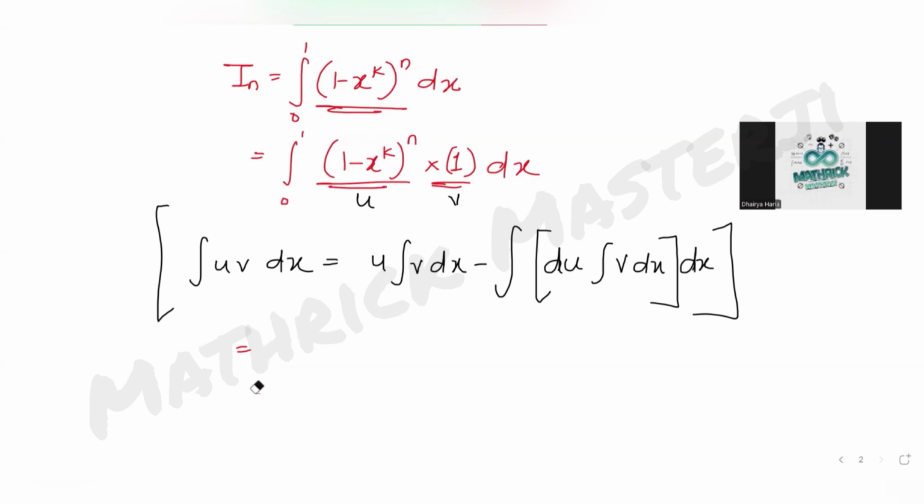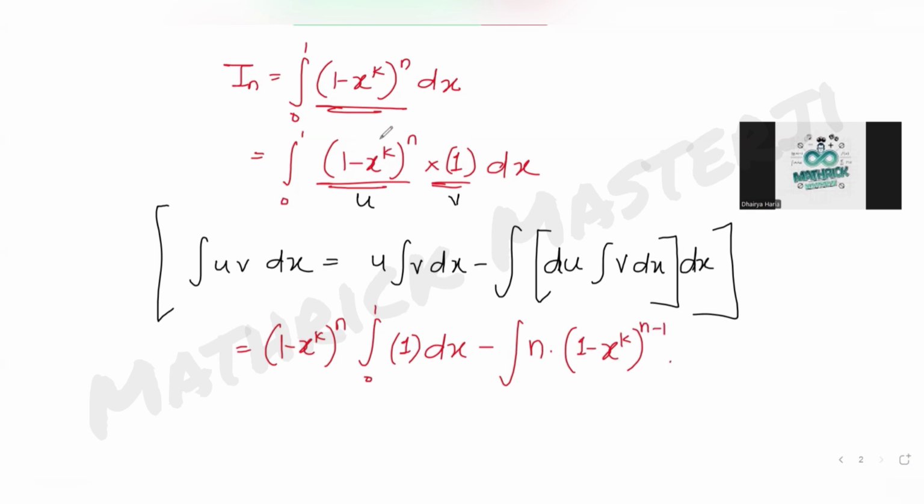So I write (1 minus x raised to k) the whole raised to n times the integral from 0 to 1 of 1 dx, minus the big integral of the derivative of this entire thing. I know the derivative of x raised to n is n times x raised to n minus 1. Assuming the entire bracket 1 minus x raised to k as x, it becomes n times (1 minus x raised to k) raised to n minus 1 times the derivative of the bracket, which is 0 minus x raised to k, giving minus k x raised to k minus 1.